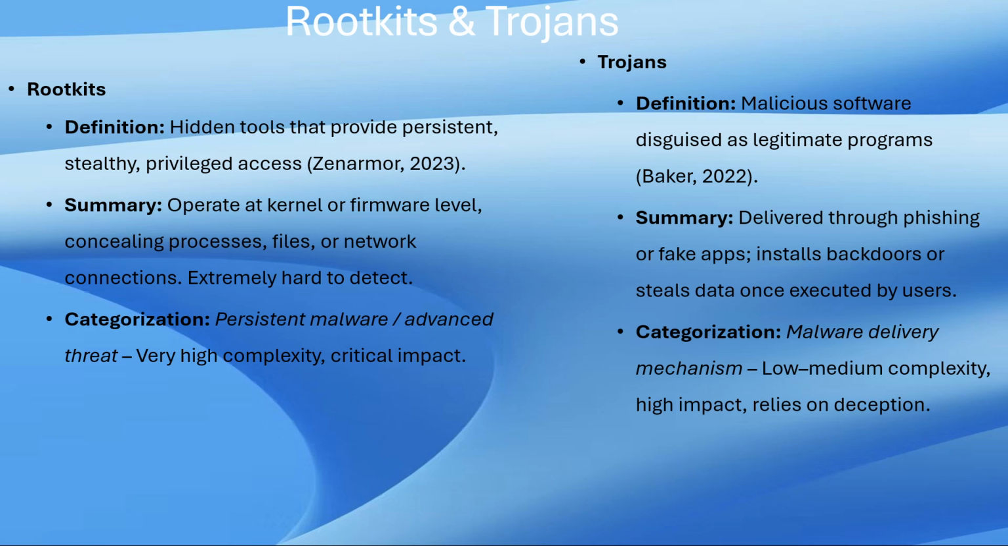A Trojan, on the other hand, is malicious software that disguises itself as something legitimate. Users are tricked into installing it, usually through phishing or fake software downloads. Once it's executed, the Trojan can open backdoors or steal data. As you can see on this slide, sources from Zenoma and Baker detail these attack types. To defend against these threats, organizations must focus on user awareness training, strong application controls, and continuous endpoint monitoring. Early detection is also key to stopping long-term compromise.